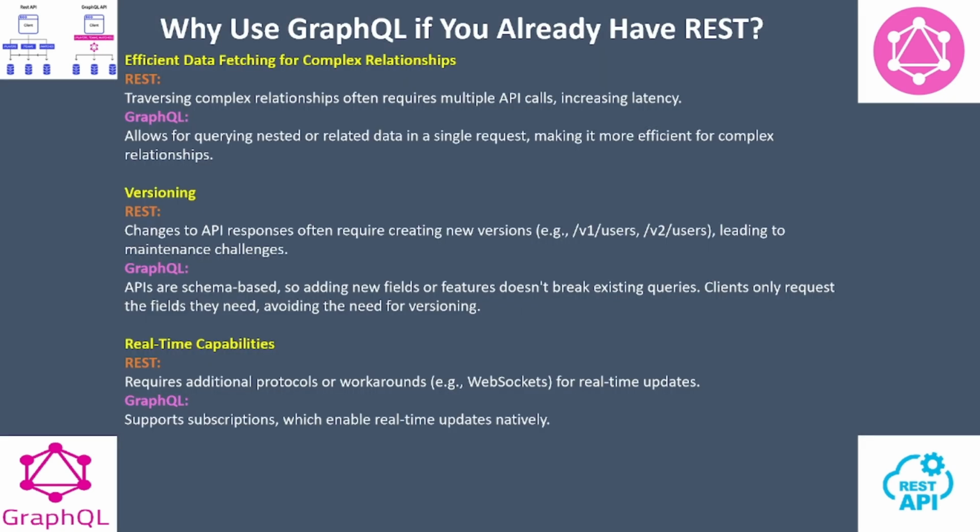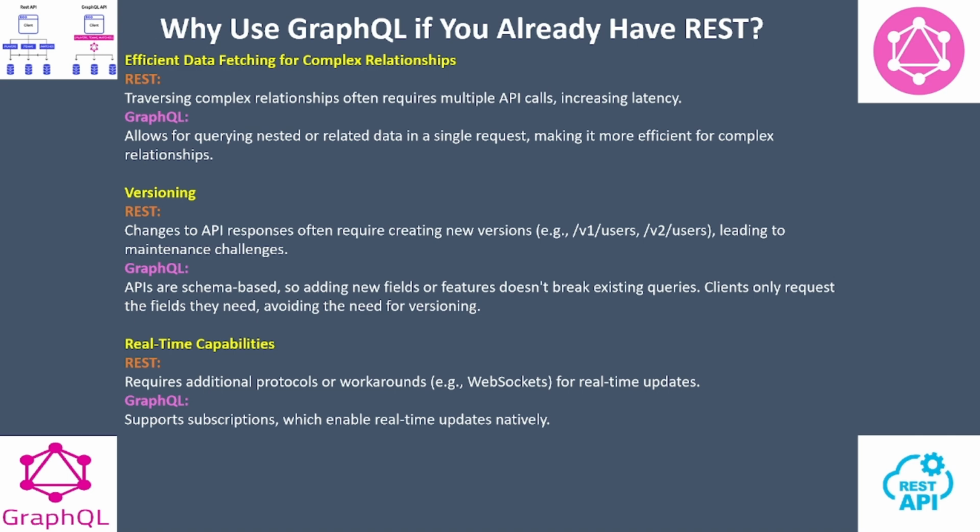So, efficient data fetching for complex relationships. In REST, traversing complex relationships often requires multiple API calls, increasing latency, guys. GraphQL allows querying nested or related data in a single request, making it more efficient for complex relationships.